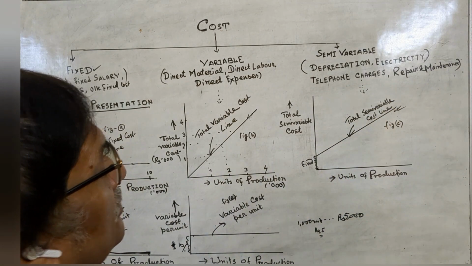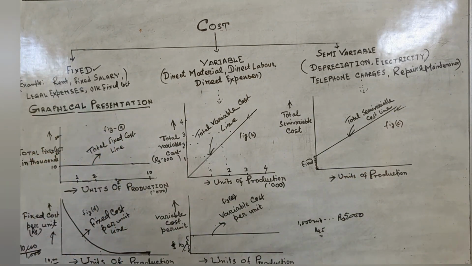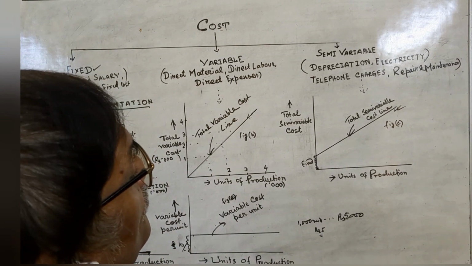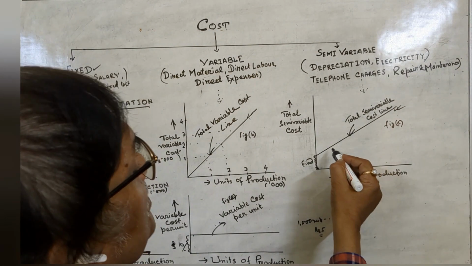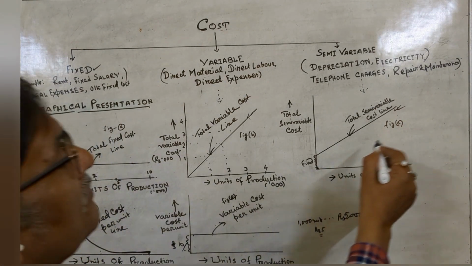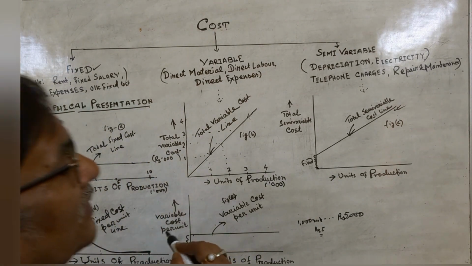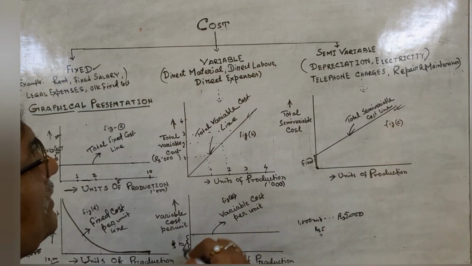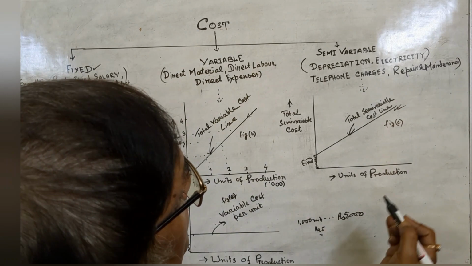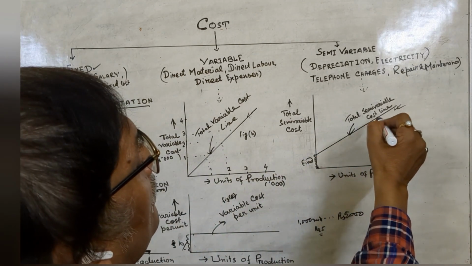For semi-variable cost, there are so many ways by which we can segregate the fixed cost and variable cost. That will be discussed in a separate video. For management decision making, it is very essential to segregate the semi-variable cost into fixed and variable portions. Fixed will again remain the same, and variable cost will increase or decrease proportionately with the increase or decrease in production. Just giving you the basic idea of how you can segregate it.